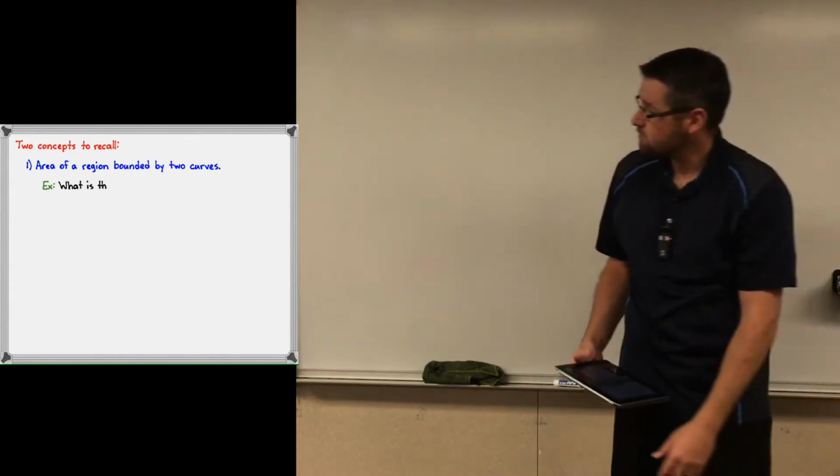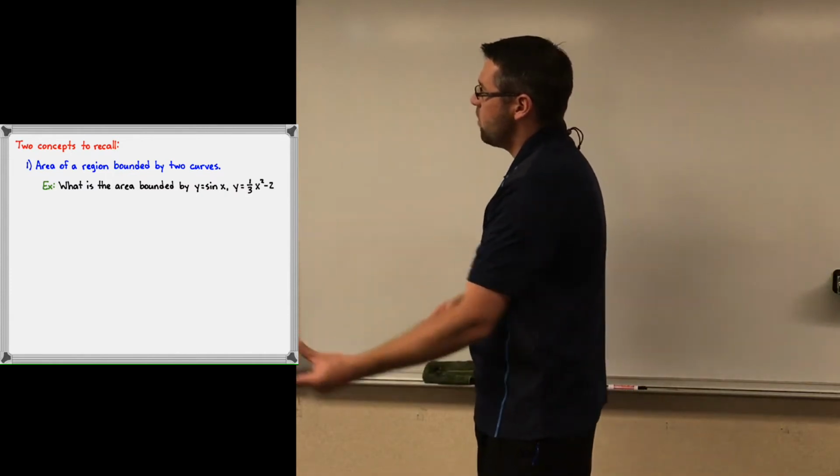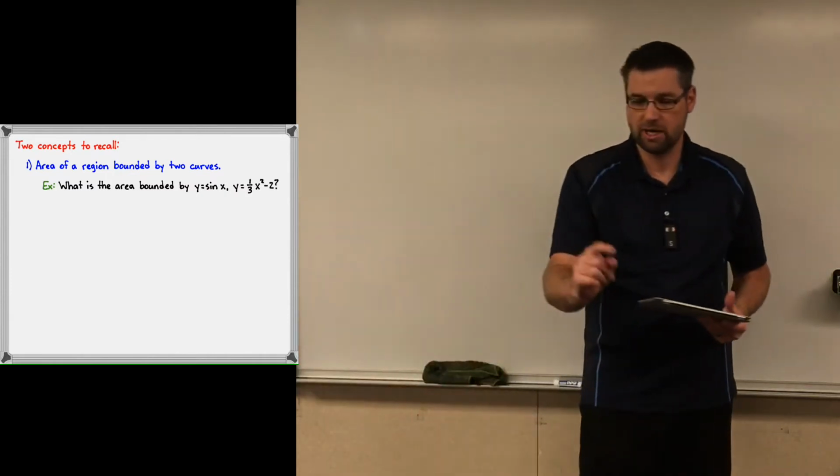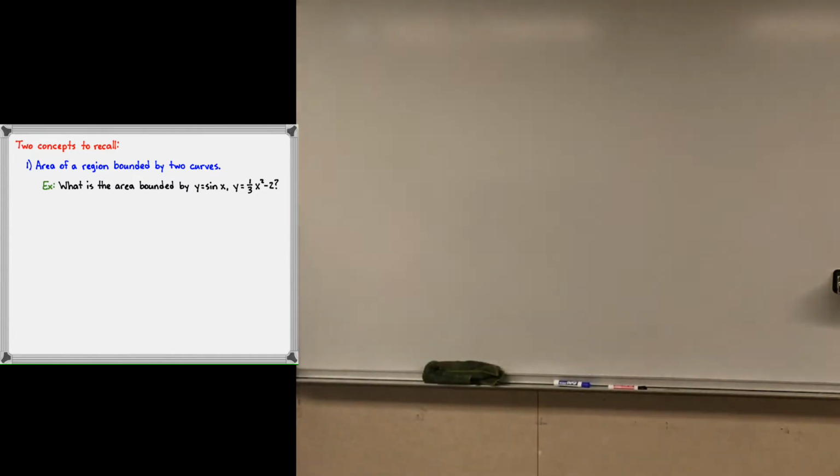So, example, what is the area bounded by y equals sine of x and y equals 1/3 x squared minus 2? You guys do this quickly. You can use a calculator. I want the area bounded by y equals sine of x and y equals 1/3 x squared minus 2. So graph it, figure out what the upper function is, figure out what the lower function is, find the points of intersection, take the integral.